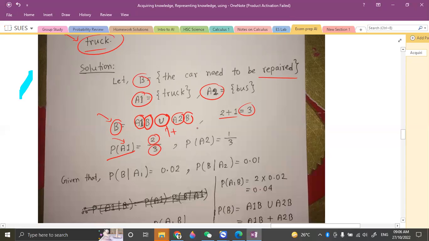And then probability of A2, that means this is a bus. It will be 1 out of 3. So we know that 1 out of 3 are bus. And now the probability that the car needs repair. So B is here, repair. And this car has to be a truck. So the condition is truck. Okay, this is the condition.